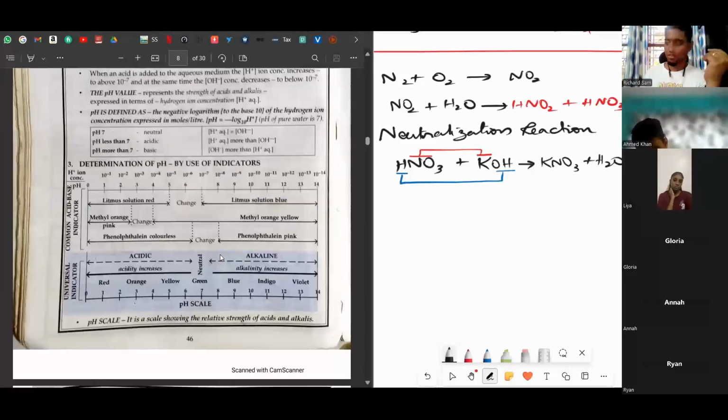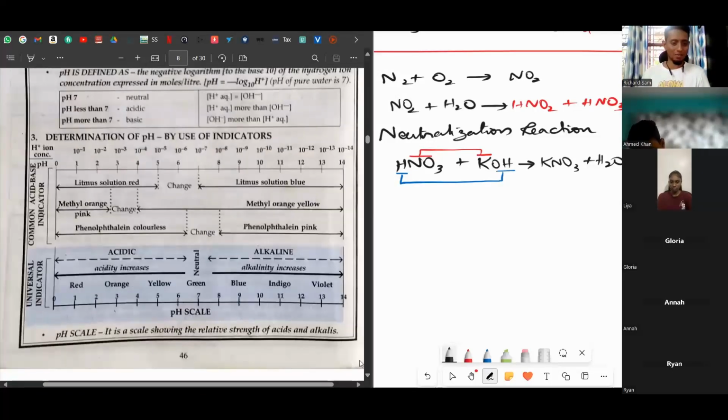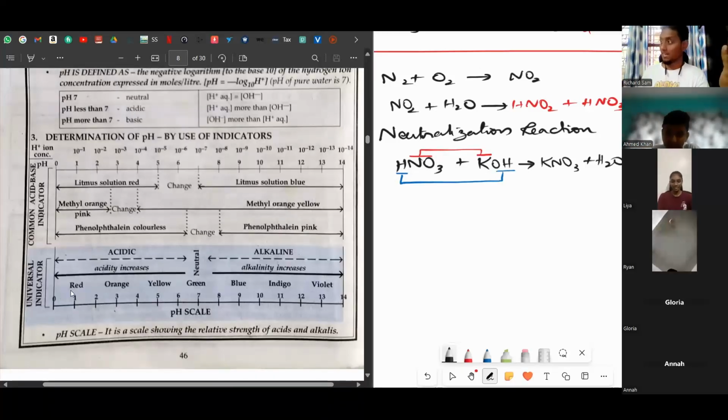Okay, so in your book, you might have a color page of it, and mine it's a black and white image, but they're given the colors over here. For example, if the indicator turns red, it means the pH is around 1. If the indicator turns orange, then we know the pH is around 3. Yellow is around 5. Green is 7. Blue is around 9. Indigo is around 11. And violet is around 14. If you notice, these are actually the rainbow colors.